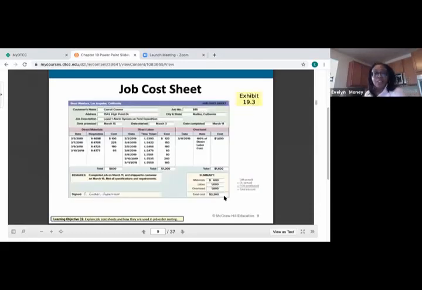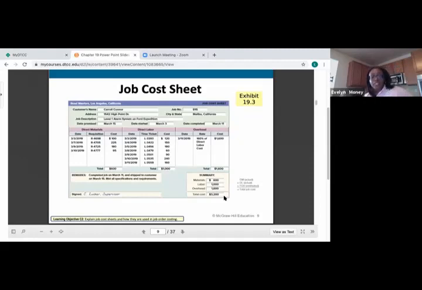Now, let's talk about some of the source documents that we will find in job order costing. Remember that source documents are the pieces of paper or the electronic documents that give me information about my transactions so that I can do my journal entries. The first source document we're going to look at is the job cost sheet.